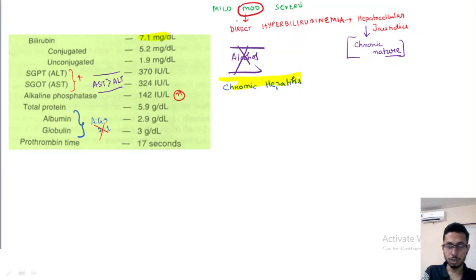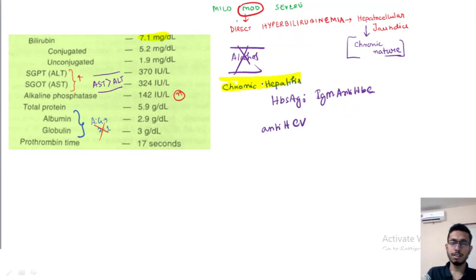So what are the investigations that you would like to do in this case? Further investigation, obviously look for the viral markers. Again, no value of looking for hepatitis A. In this case, we will directly look for hepatitis B and C. That is HBsAg, IgM anti-HBc, and anti-HCV. These are the things that we will rule out in this case.